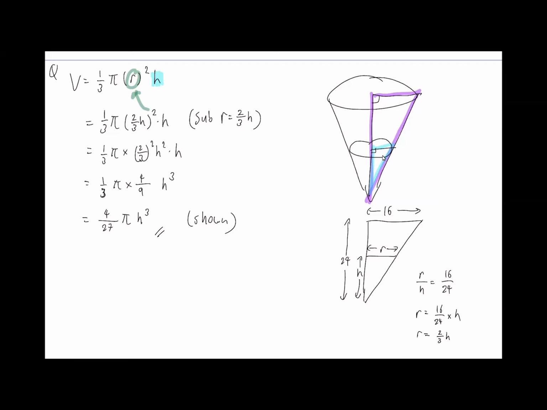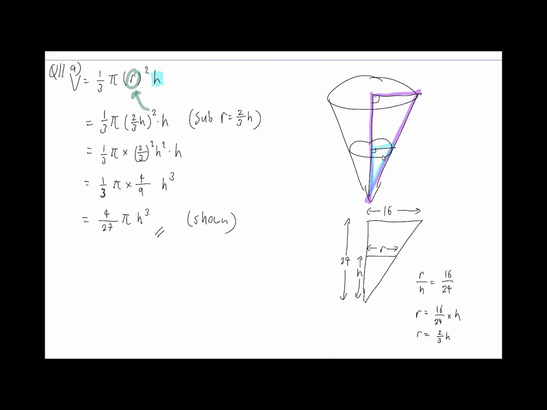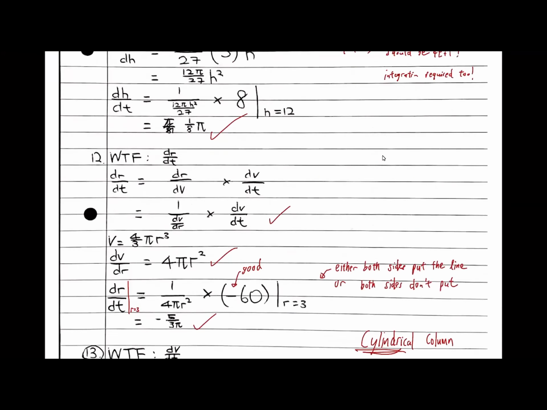Okay, good. This is question 11, part A. Let me just label it. Then part B was fine. Your working was fine, so let's move on. Any questions? No one? Okay, next.